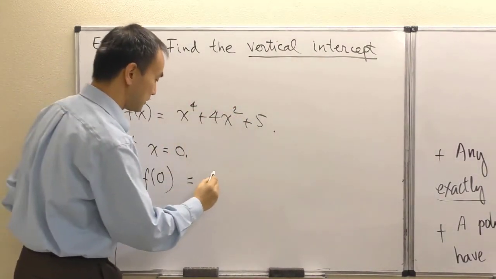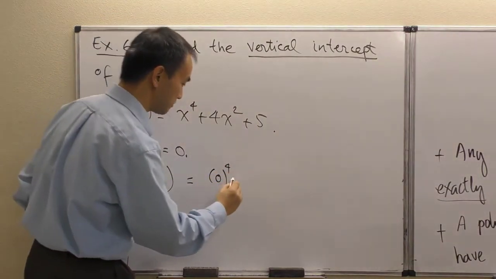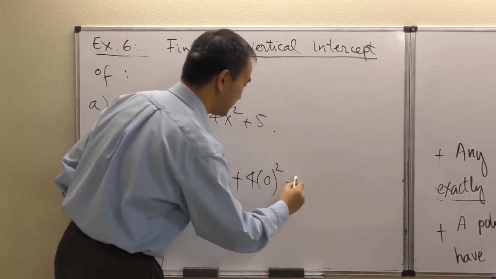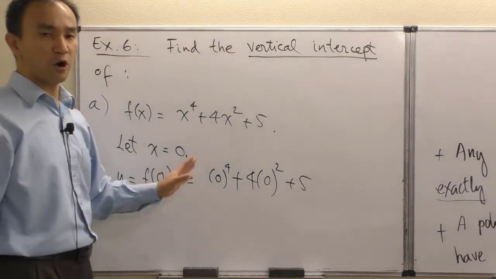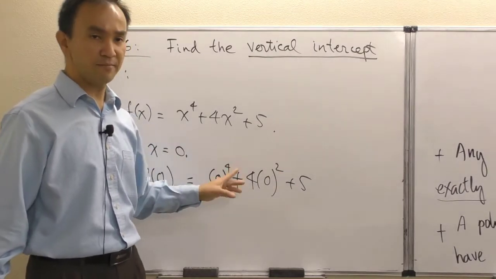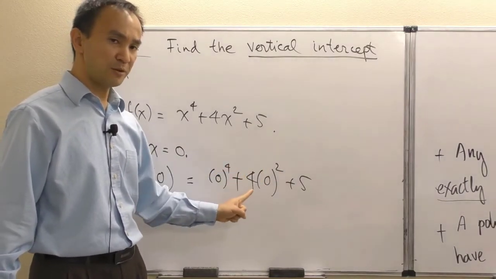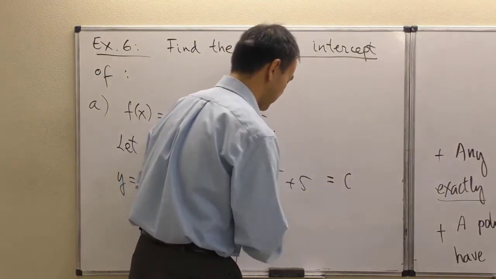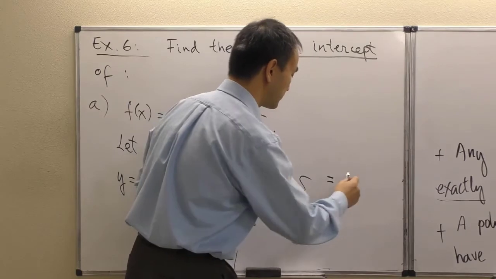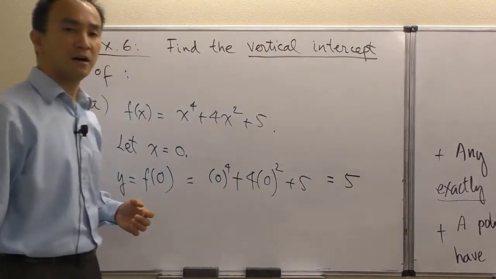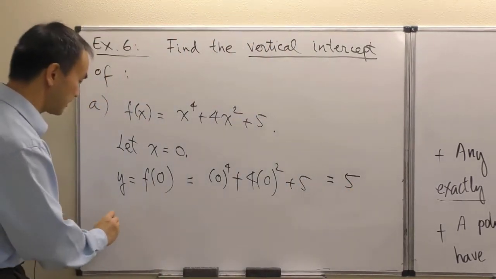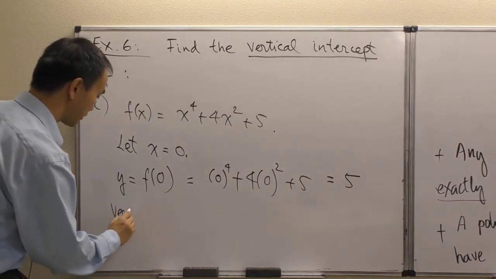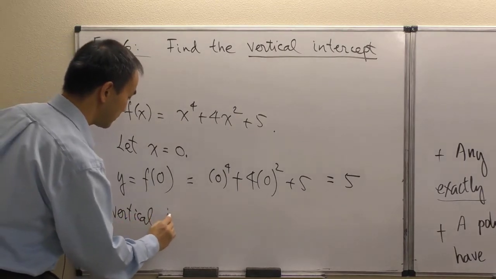So the input raised to the 4th power, added to 4 times the square of the input, and plus 5. Again, with only simple operations involved, namely powers, multiplications, and additions, our final answer comes out easily: 5. All right, and now we're looking at the vertical intercept.